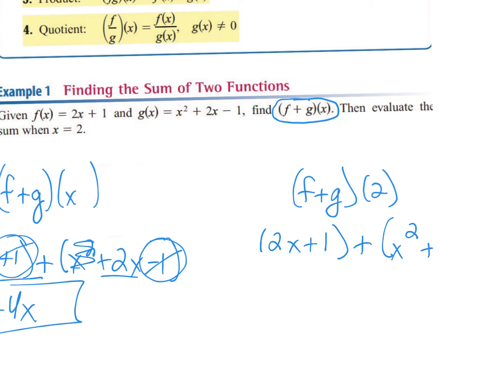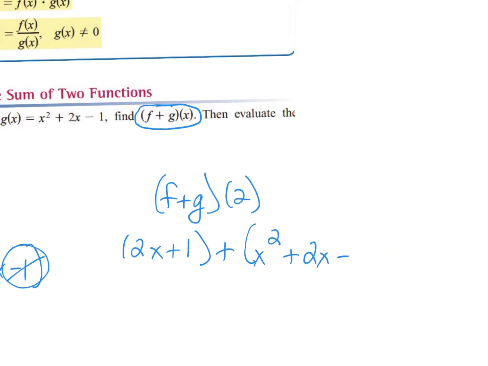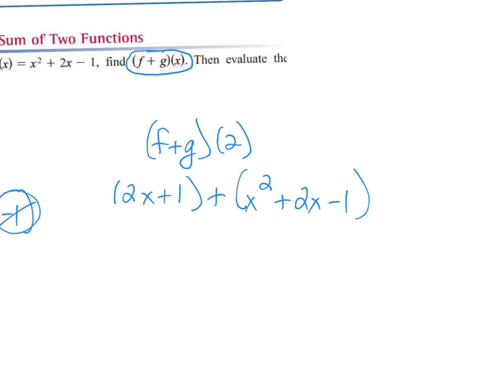X squared plus 2x minus 1. My personal suggestion is to combine the two functions first, then substitute the number in that they want to. Some of you want to go ahead and just put the 2 into both of them and then just combine. It's not a bad idea when you have lots of plus signs and you're plugging in a positive number.